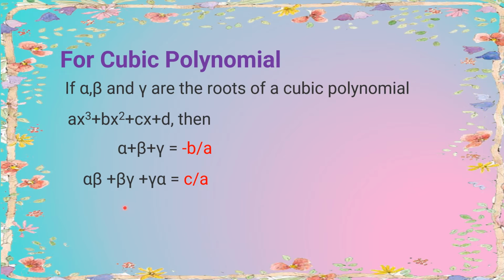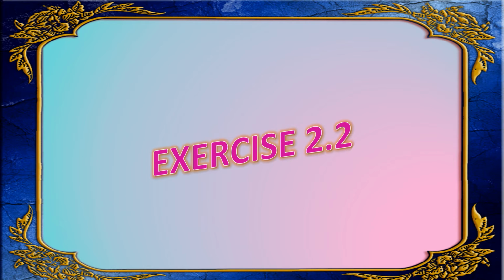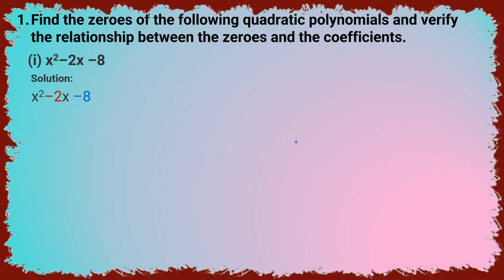Then the next one is the product of the roots, alpha into beta into gamma, which is equal to minus d by a. So that is minus the constant term divided by the coefficient of x cube. So this is the relationship between the roots and the coefficients. Now let us see some problems from exercise 2.2.